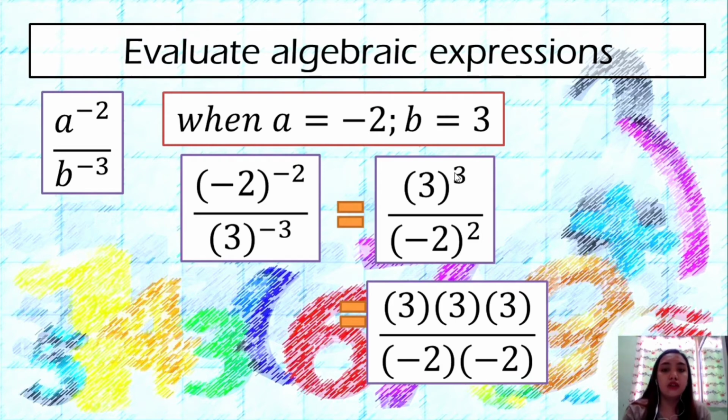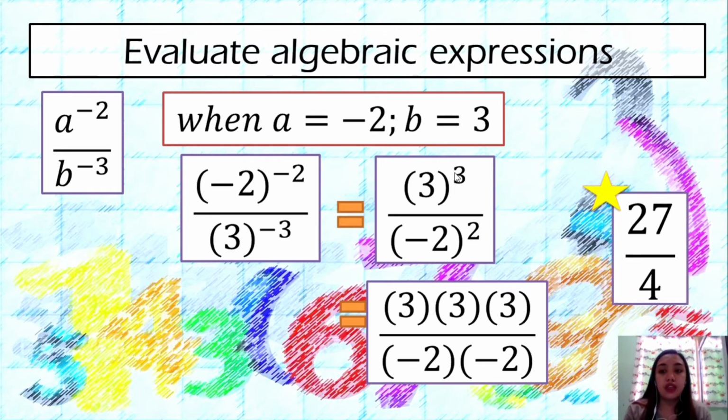Next, let us multiply them. So, ano ang sagot sa 3 to the third power? Or 3 beses natin i-multiply si 3. 3 times 3 is 9. 9 times 3 is 27. And what will be the denominator? Siyempre, negative 2 times negative 2, you are going to have positive 4. So, ang numerator natin is 27 and denominator is 4. So, the final answer is 27 over 4. So, that is the process on how we evaluate algebraic expressions.